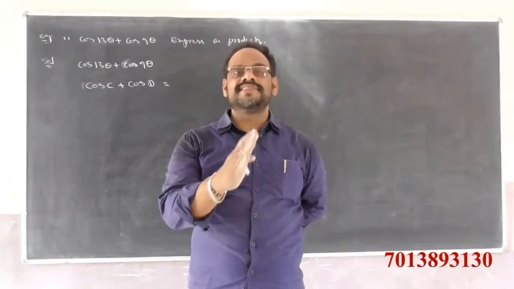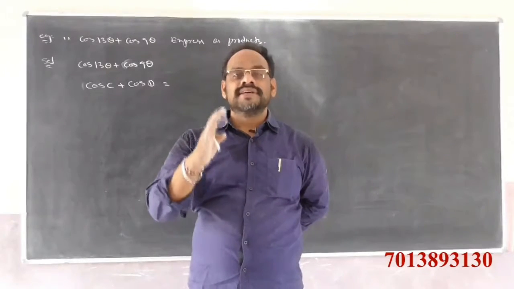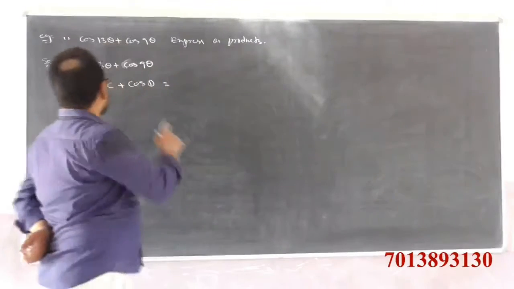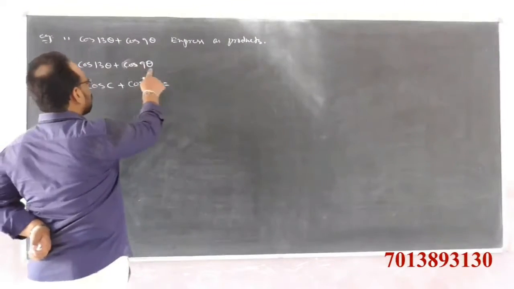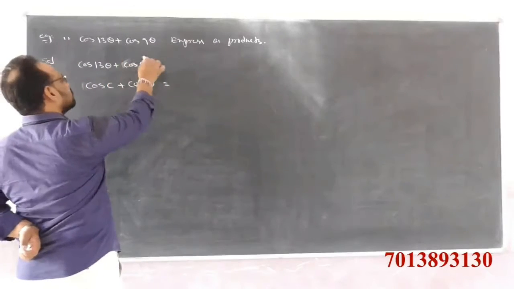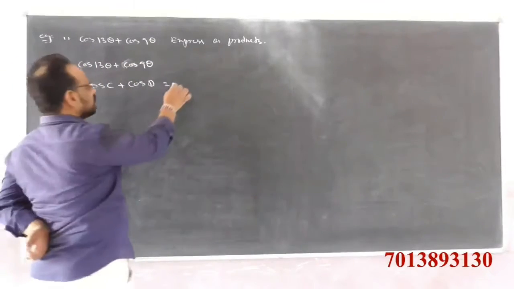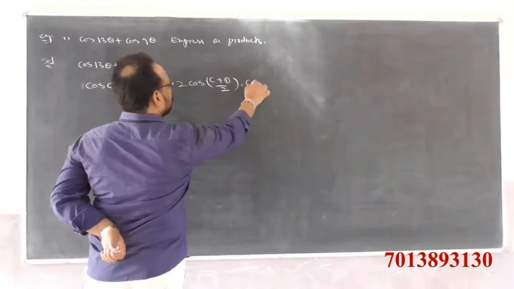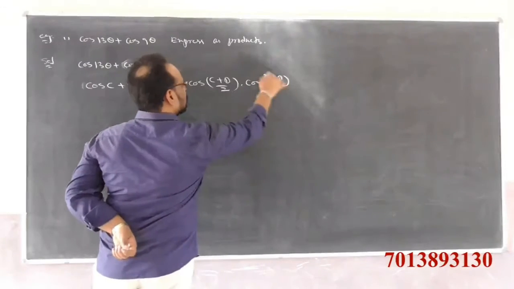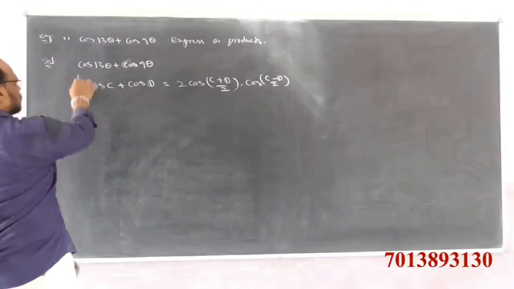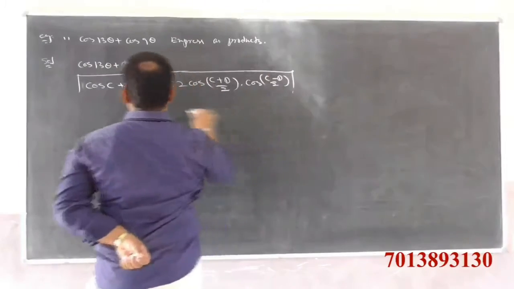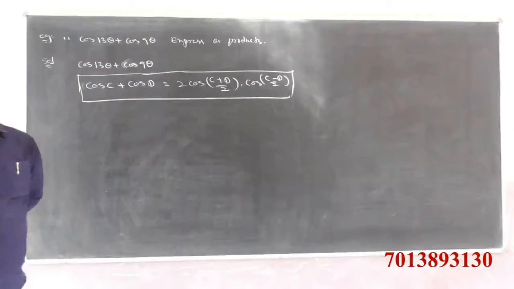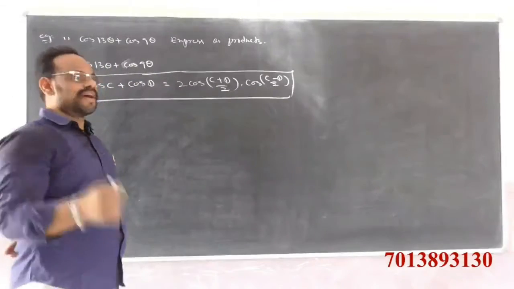Cos C plus cos D is nothing but 2 cos of (C plus D) by 2 into cos of (C minus D) by 2. Here this is angle C, this is D. So cos C plus cos D is equal to 2 cos (C plus D) by 2 into cos (C minus D) by 2.